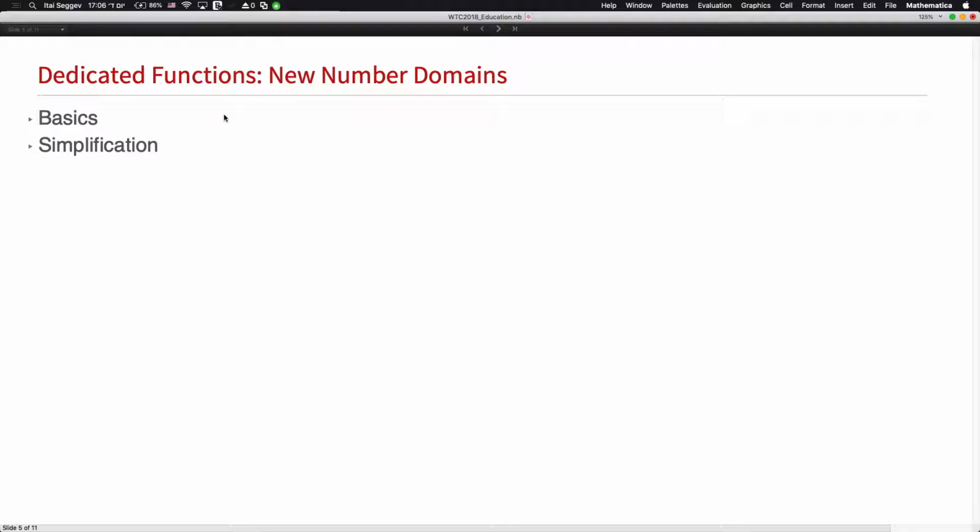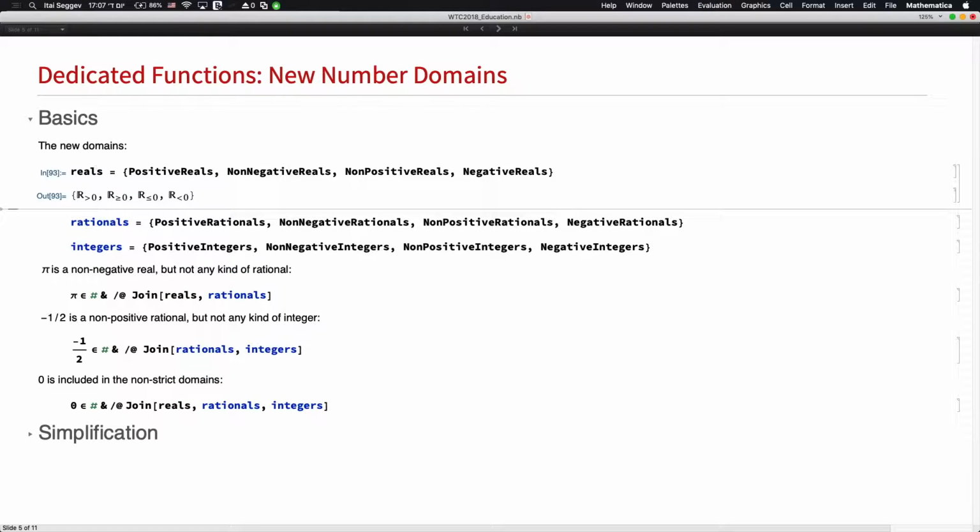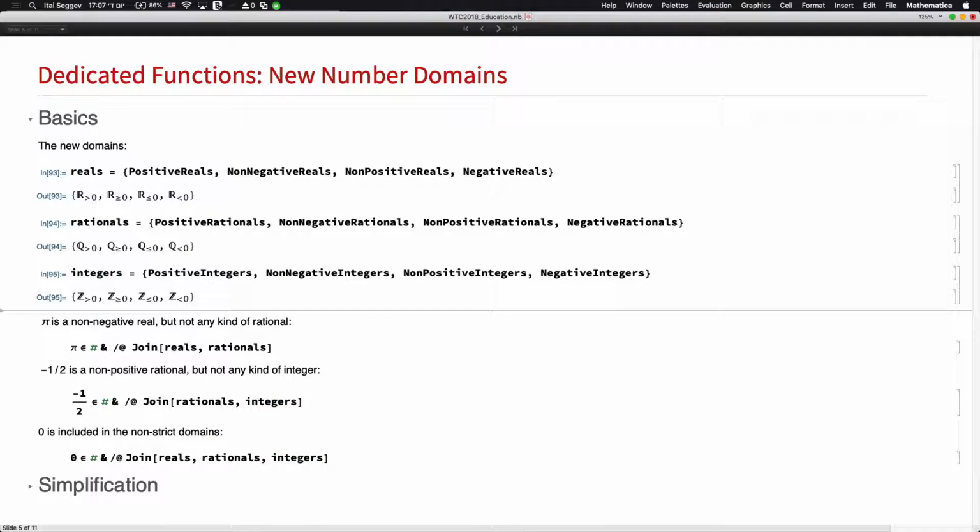So switching to dedicated functions, we have a bunch of new number domains in 12. Basically, we have signed versions of the reals, rationals, and integers. There are different standards for how to format these things. We picked the one which is very unambiguous. So the positive reals is r greater than 0. The non-negative reals is r greater than or equal to 0. Then there's no question about whether the plus is strict or not strict. It's just very, very clear.